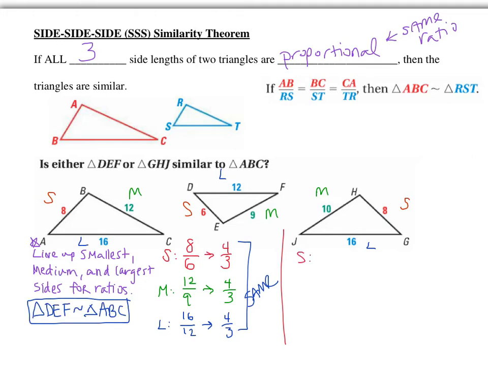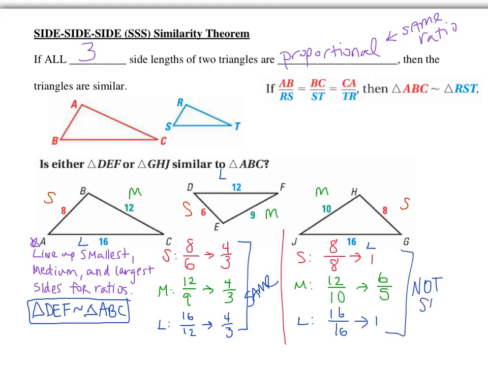So we're going to line up the small, the medium, and the large sides. For my small sides, I'm going to have my 8 again, and this time it's over the 8 in this triangle, and it reduces down to 1. My medium is 12 in the triangle on the left, and in this one I have a 10, and that reduces to 6 over 5, so not quite 1. And then for the blue, I will have 16 over 16. That reduces to 1, but they're not the same, which means they are not similar to each other.